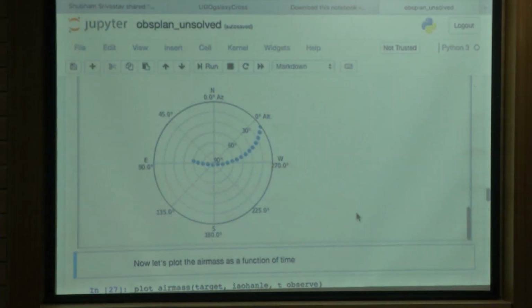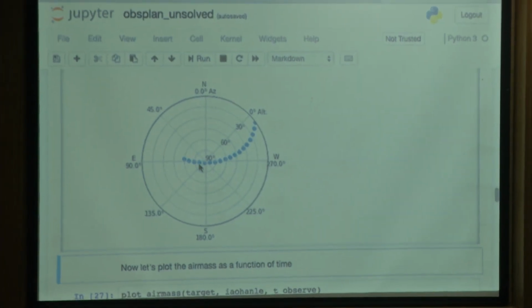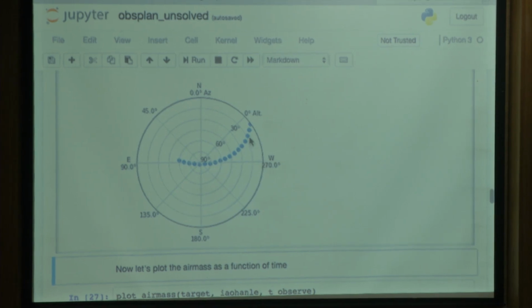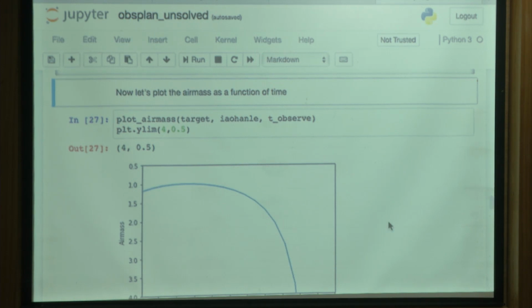This is how M33 is going to move across the sky over the night. You see that it rises around here and then moves westward and then it sets. So now let's come to the air mass. Let's plot up the air mass. We can do that using the plot_airmass. Any doubt?